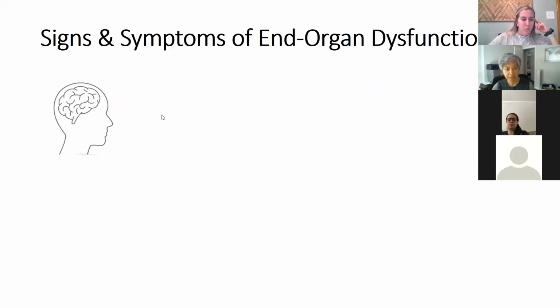So these signs and symptoms of end organ dysfunction. The first thing, we'll see some cerebral signs and symptoms. What could those be? A headache. Good, headache. Blurred vision. Yep, blurred vision. Or seeing spots. Yep, spots. Anyone, now I'm going to challenge you a little bit further. Why do you see those? What causes that?